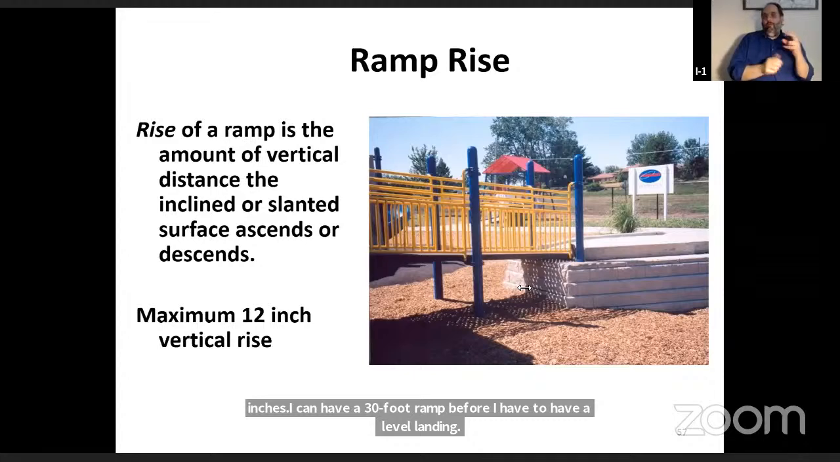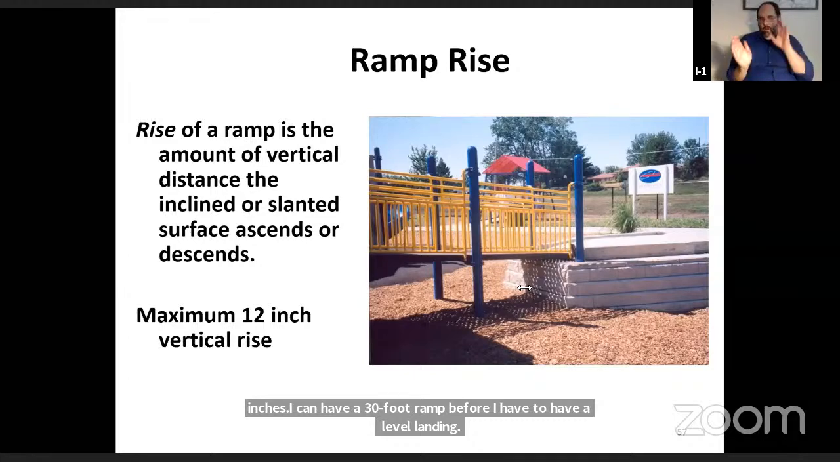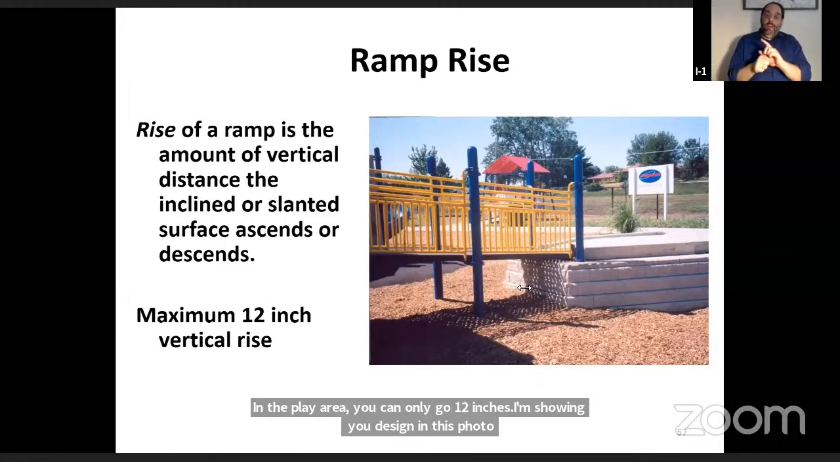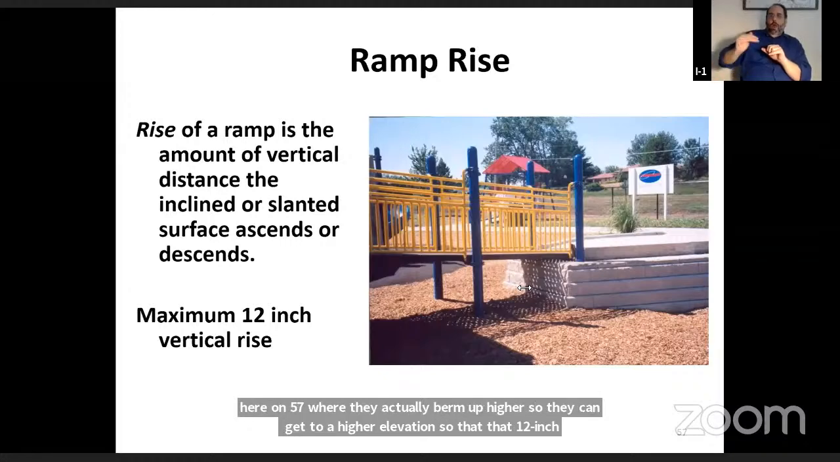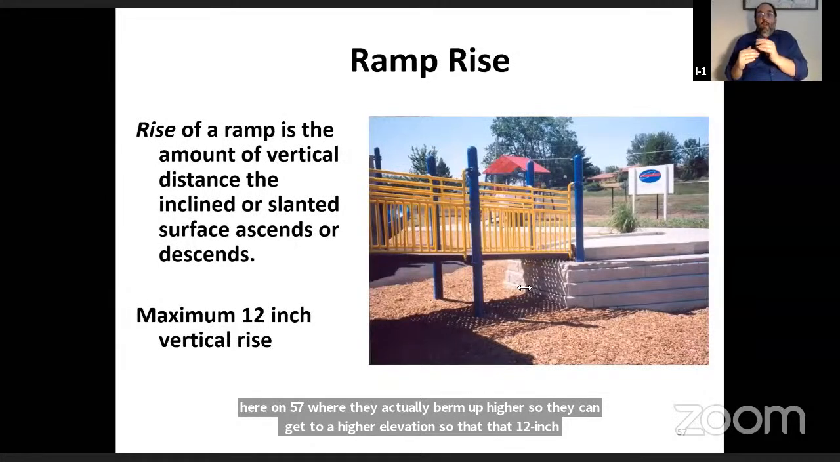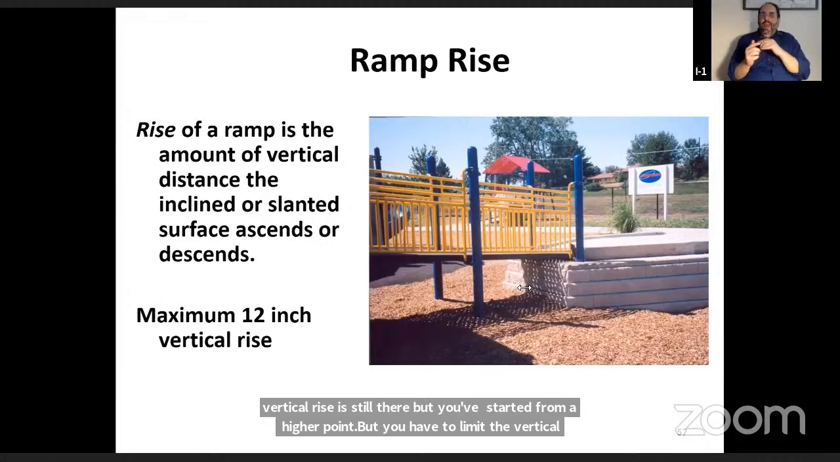I'm showing you a design in this photo here on 57 where they actually berm up higher so they can get to a higher elevation, so that 12-inch vertical rise is still there, but you've started from a higher point. But you have to limit the vertical change in level on your ramps to no greater than 12 inches of vertical rise, then have a level landing, then you can go again.